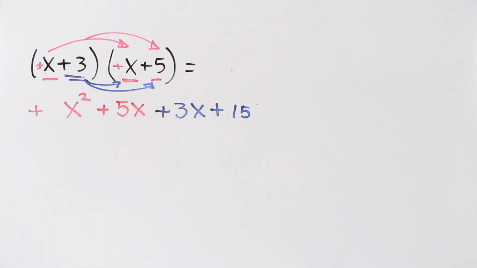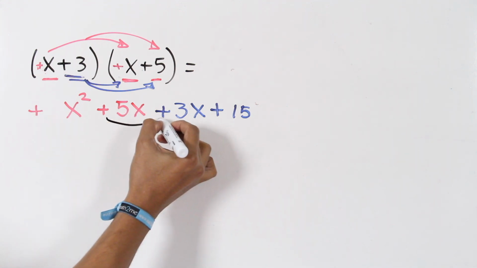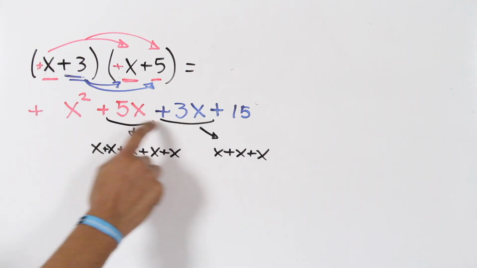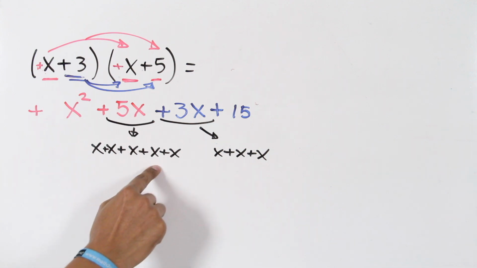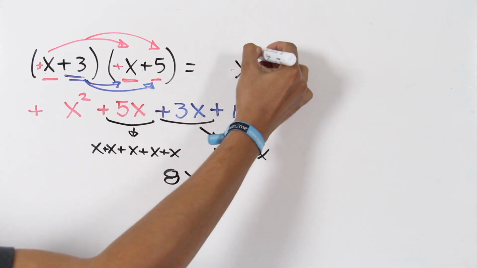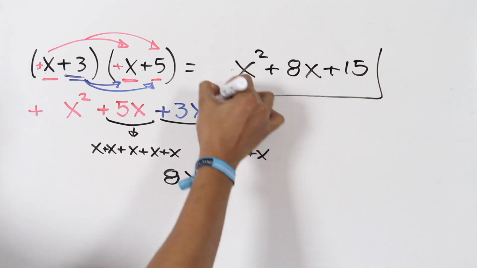When you finish the multiplication of two binomials, you get 4 terms, and usually 2 of them are like terms. In this case, we have 5 times x and 3 times x. As you can see, we have 2 like terms, 5 times x and 3 times x. It is possible to combine them as 8x. So finally, the answer will be x squared plus 8x plus 15.